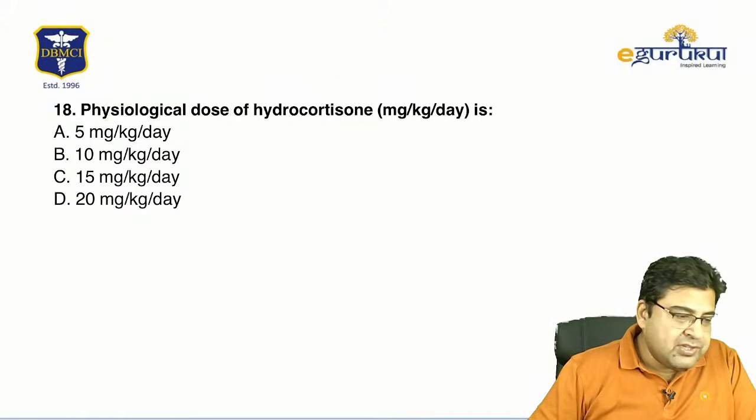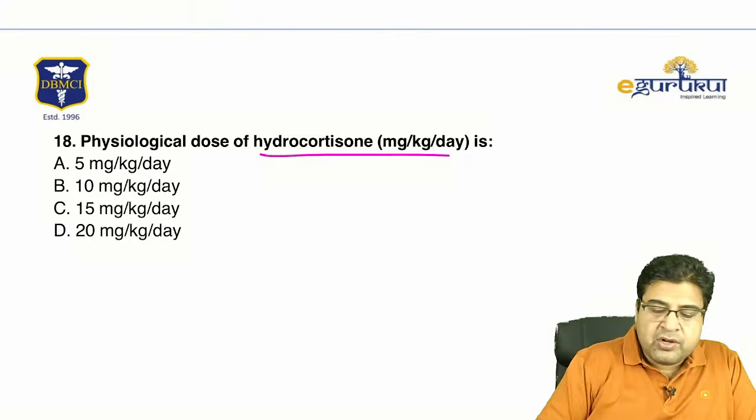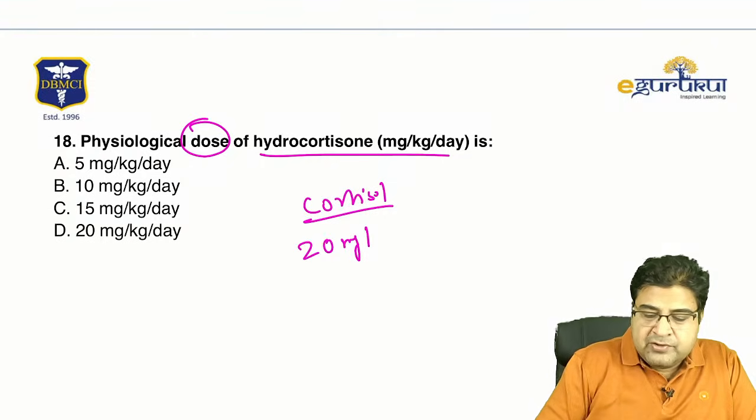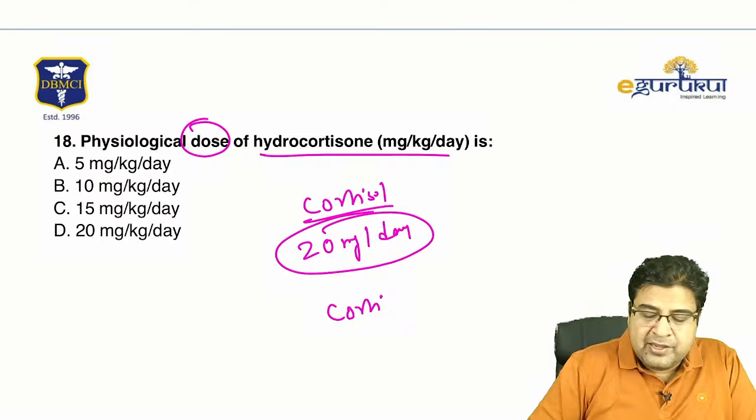What is the physiological role of hydrocortisone? Physiological dose. So guys, in the human body, cortisol is released daily, 20 milligram per day. So 20 milligram of cortisol is released daily in the body.